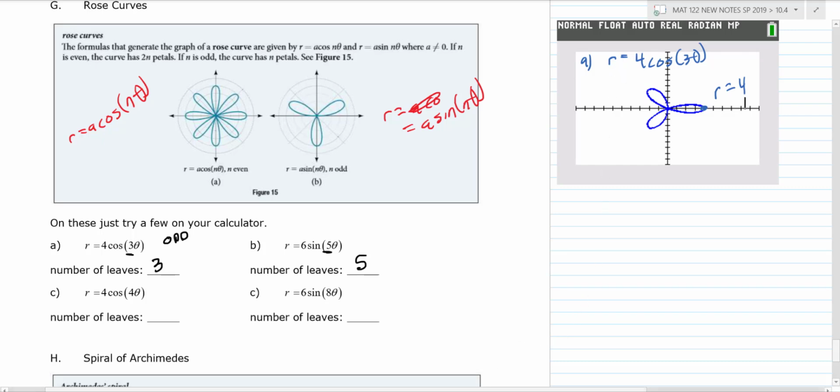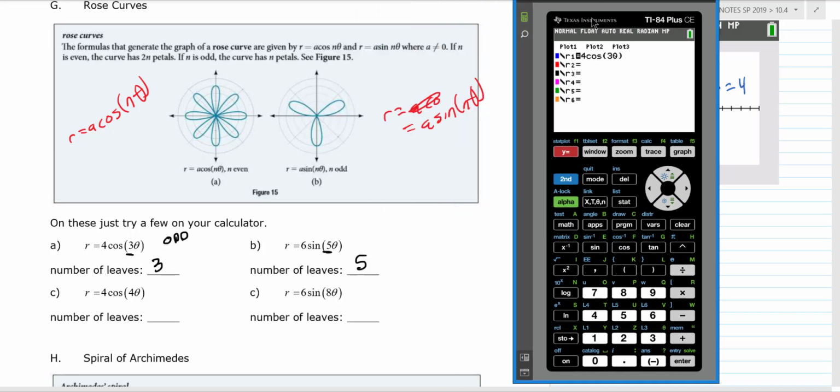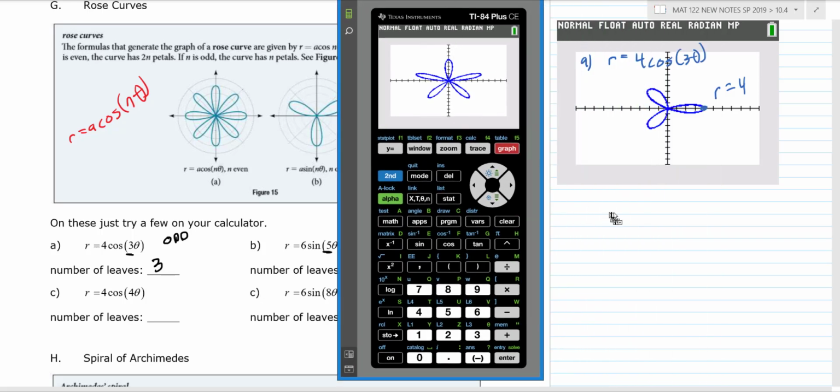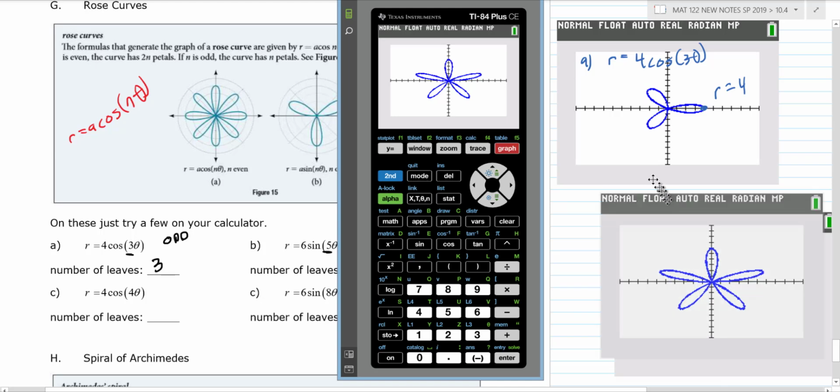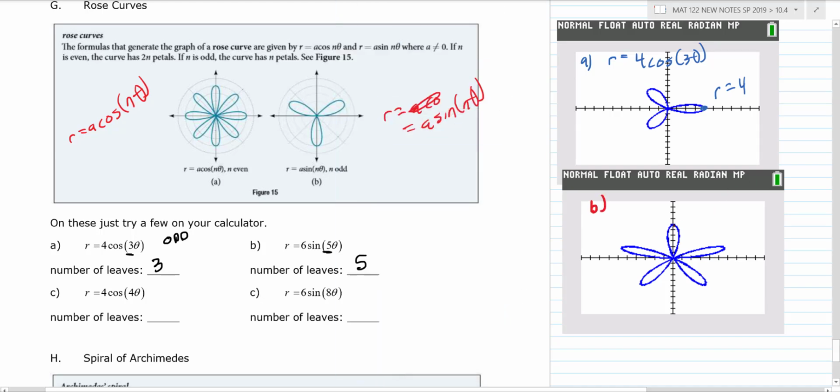And let's see, the next one, I'll put that one in. It's got an odd number, so it's going to have an odd number of leaves. So we go 6, and then this time it's sine of 5 theta. Put that in, it's going to have 5 leaves. Looks like a starfish. Okay, so that would be the second one. That one goes like this. I guess the significant thing on that shows that the radius is 5 at that point right there.